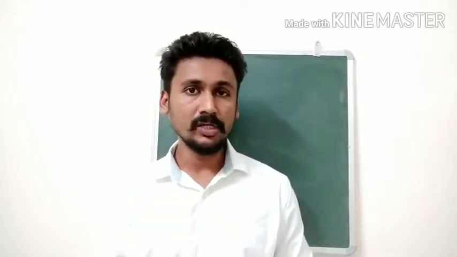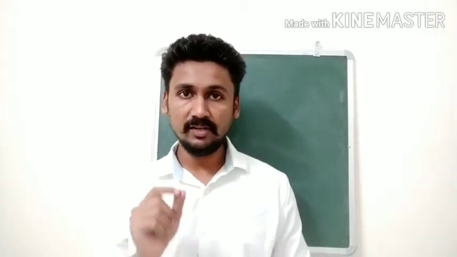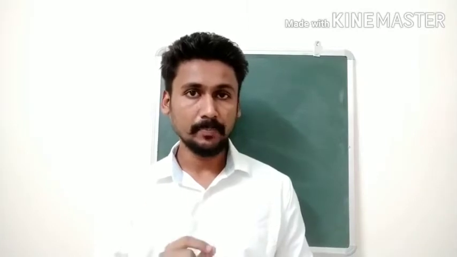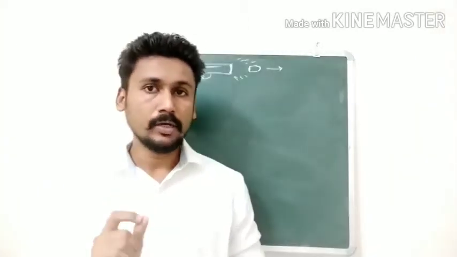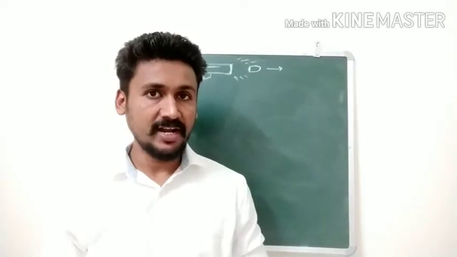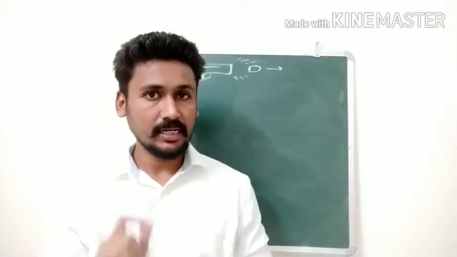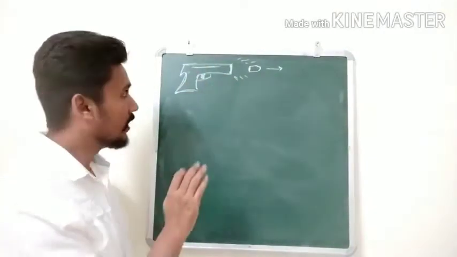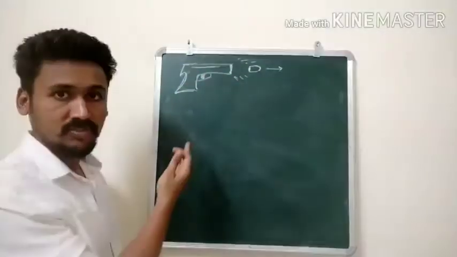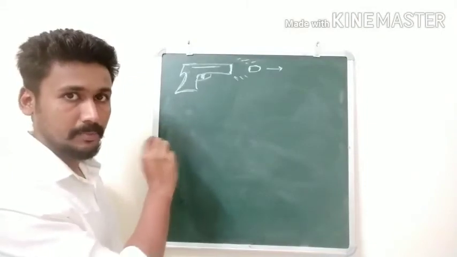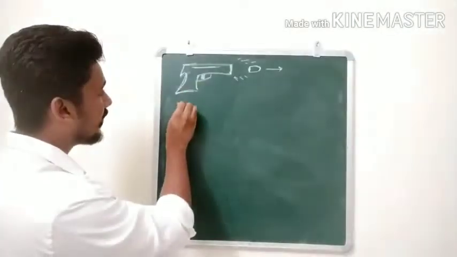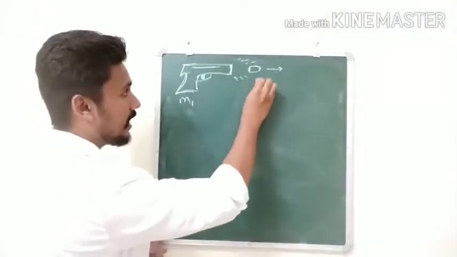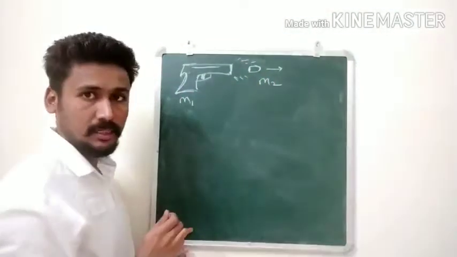First we will see a derivation to find out the formula for this recoil velocity and then we will solve a numerical. Okay, so let's start. Our task is to find out the recoil velocity of a gun. Imagine this is a gun from which we are firing this bullet. Let us first put some values for these two objects. Let M1 be the mass of our gun and M2 be the mass of the bullet.